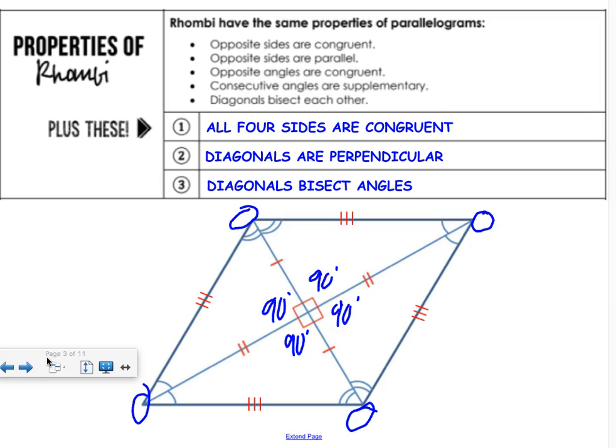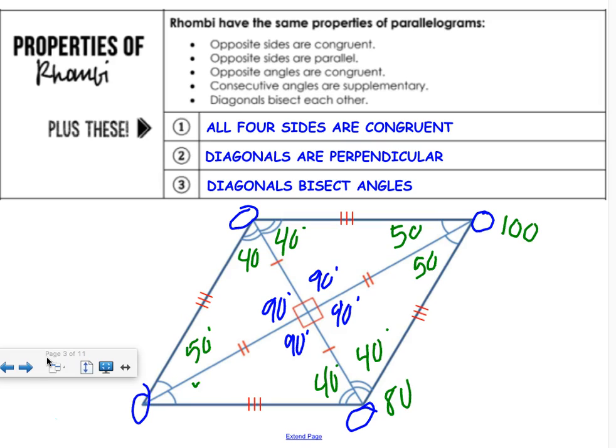So just like a parallelogram, they still have to be supplementary. So if this was 100 and this was 80, what would this little chunk of it be? 50. And then this would be 50. And what would this one be? Half of 80, which would be 40 and 40. And remember opposite angles are congruent, so these 2 little angles over here are 40 and 40, and then these are 50 and 50. So when you are finding angle measures in a rhombus, you should really only get 3 different measures. The middle is always 90, and you have a bunch of just equal angles.